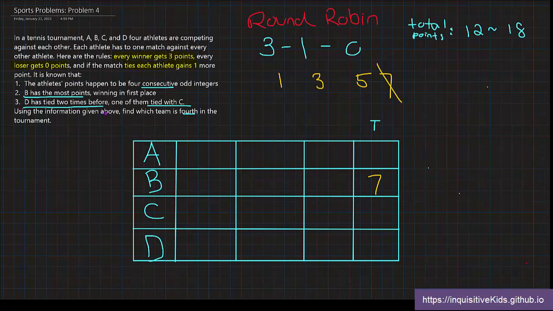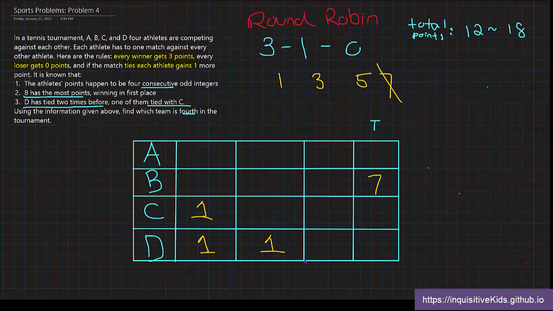So D has tied 2 times before. What that tells us, just like from the last problem, is that D has two 1 points, and one of them is with C. Okay, so for D, can it have a total of 1 point? No, because 1 plus 1 added together is already over 1. It's already 2. And the possibility of 7 is already taken by B, so it can only take 3 or 5. So what if it took 3?